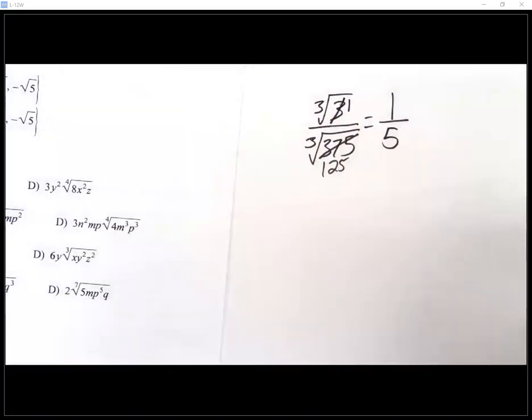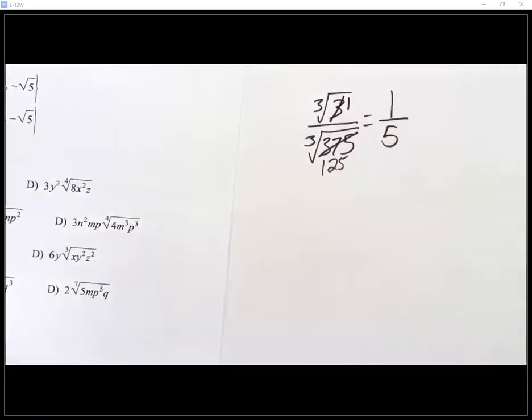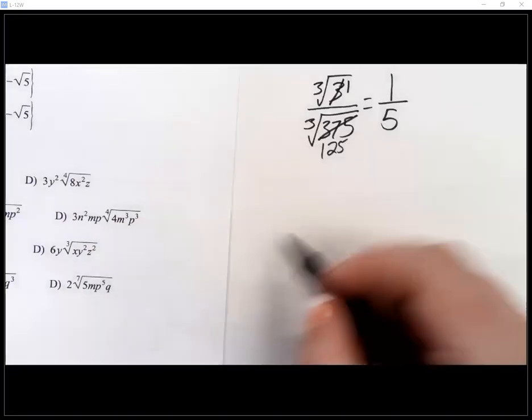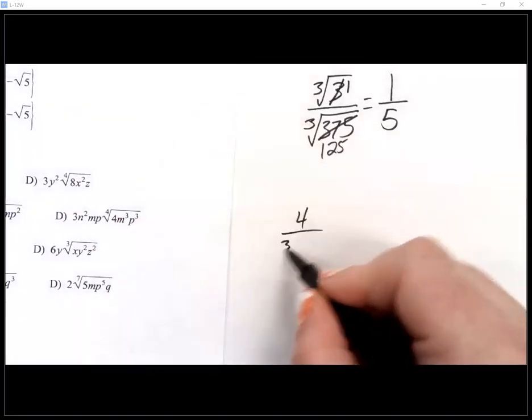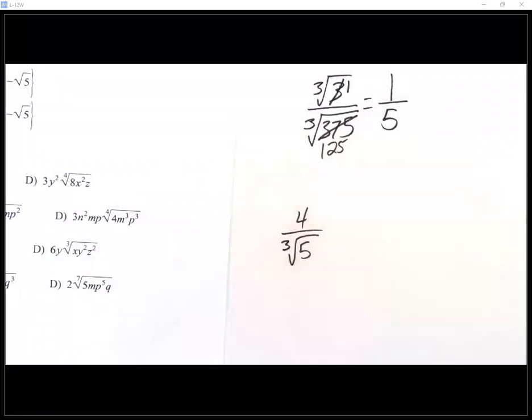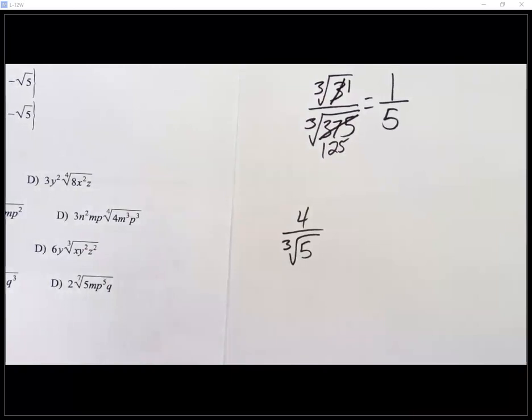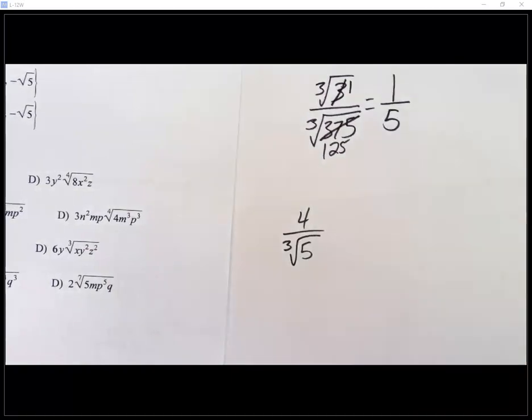What happens, though, if the bottom doesn't cancel out all the way? So for example, say you do some problem and it's like 4 over the cube root of 5. Right? You're here. You can't do any reducing. You're like, well, what the heck am I supposed to do with this thing? Because you can't leave any roots in the denominator. Doesn't matter if it's square root, cube root, whatever. You're not allowed to leave it in the denominator. So we got to get it out of there. How?